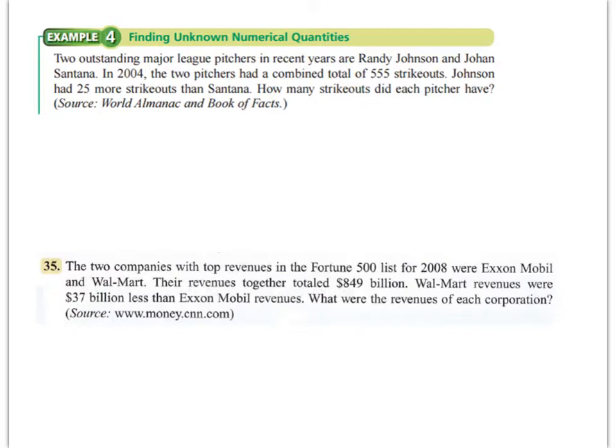Now what I'm going to do is have X be the number of strikeouts for Randy Johnson and Y be the strikeouts for Johan Santana. Their names unfortunately don't translate well to different letters because of the similarities there. So I'll just use X and Y. So Johnson had 25 more strikeouts than Santana. So that means if we wanted to find Johnson's strikeouts, X, we would take Santana's strikeouts, Y, and add 25 to that.